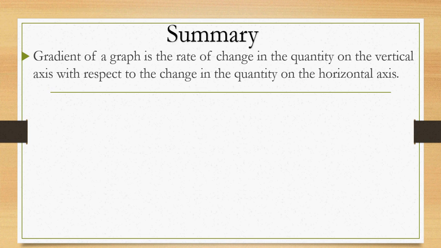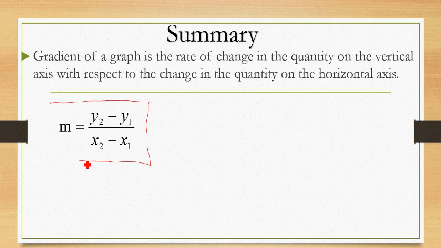As I said just now, that's all for this video, but I want to add one more note about the formula of gradient. We have been talking about gradient from the first slide to the end, but I'm not sure whether you still remember the formula for gradient. This is the formula for gradient. M represents the gradient, y2 minus y1 over x2 minus x1.